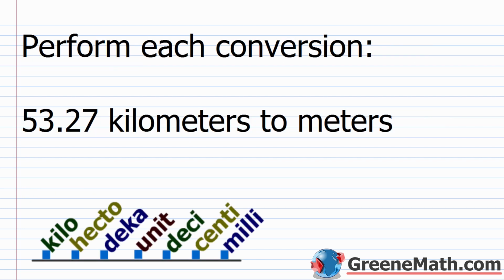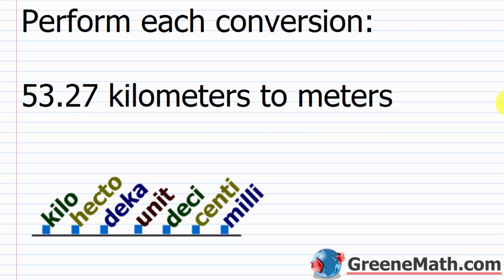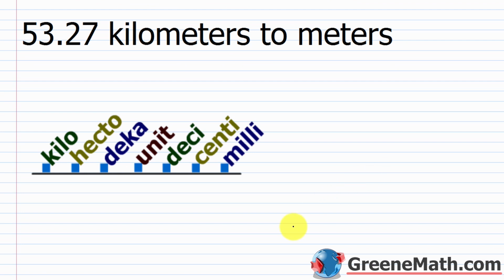Hello and welcome to Pre-Algebra Test Section 3 on converting between metric units. All right, so we just want to perform each conversion. And we're going to start out with 53.27 kilometers to meters. So converting between metric units is very, very simple, particularly when you're using a prefix chart.